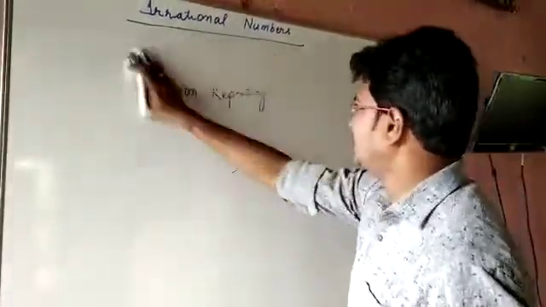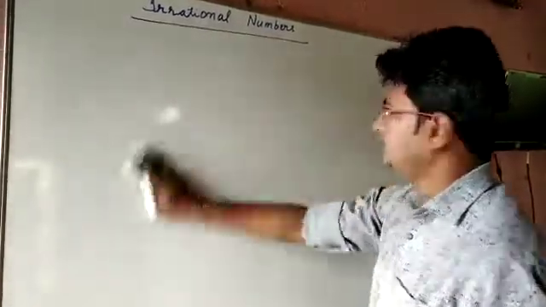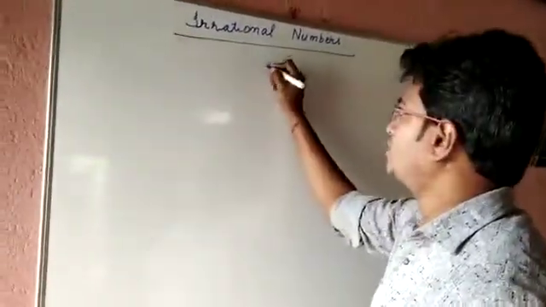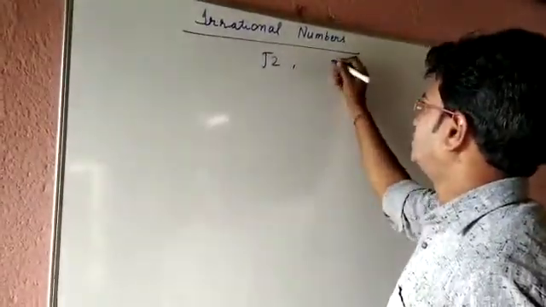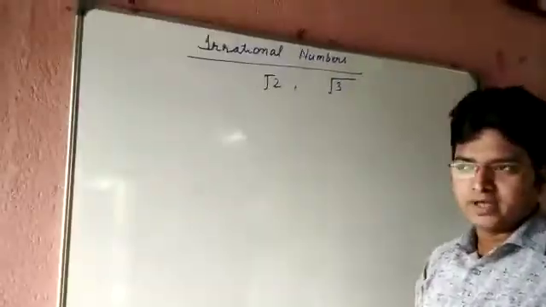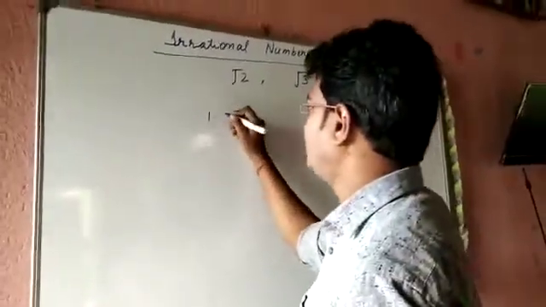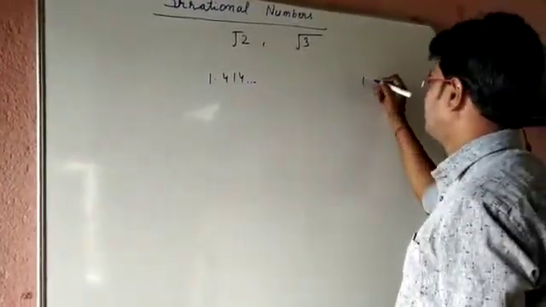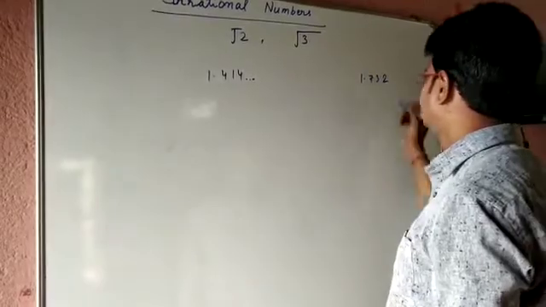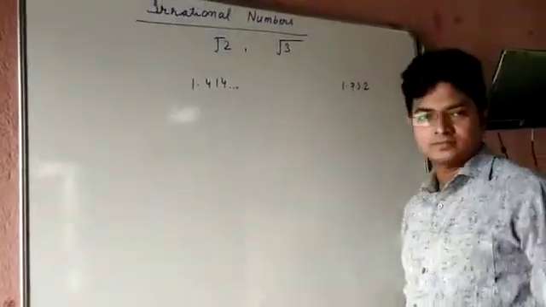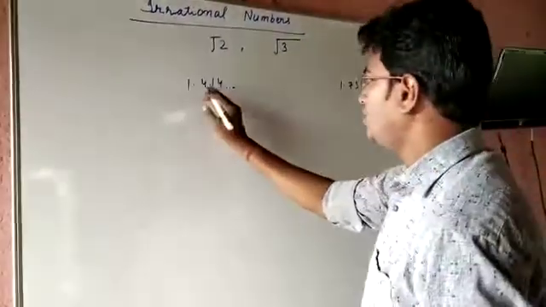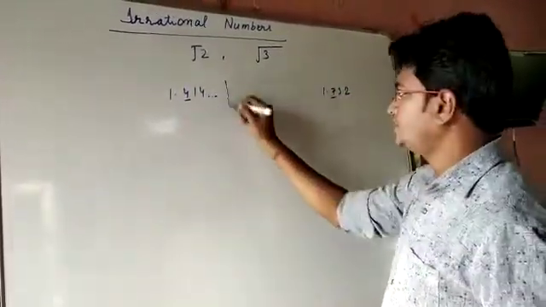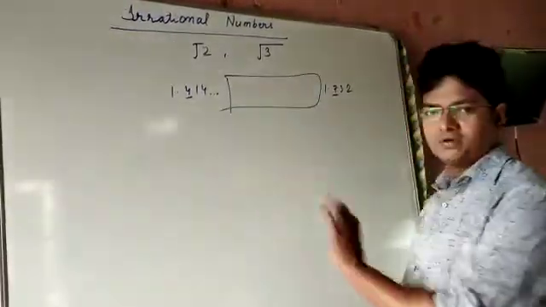In CBSE Standard 9, there is a question: insert 3 irrational numbers between root 2 and root 3. So how are you going to do it? The value of root 2 is 1.414 and root 3 is 1.732. So here 1.4 and here 1.7. The number should be between these two numbers, 1.4 and 1.7.